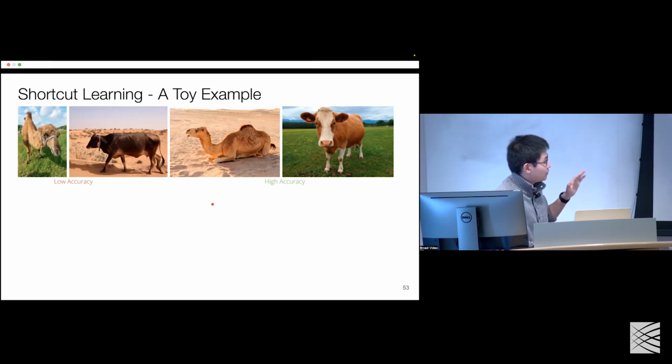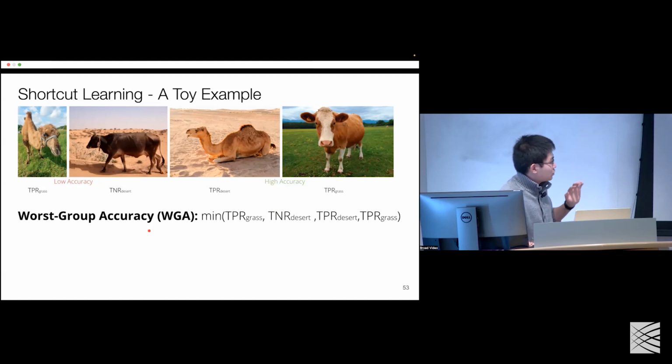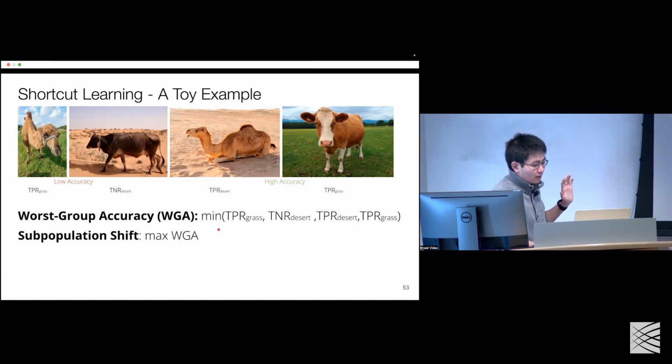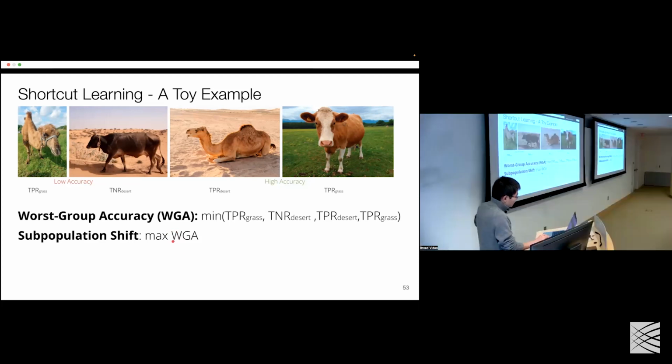To connect this back to what we saw before in terms of fairness, we can essentially reinterpret these accuracies as TPRs and TNRs, and we can define this metric called the worst group accuracy, which is essentially the minimum across these four metrics. Our goal in shortcut learning, aka subpopulation shift, is to maximize the worst group accuracy. And you can show that if you try to maximize worst group accuracy, the classifier that results is one that does not make use of the shortcut. We're trying to maximize performance on the camels on grass, cows on sand.